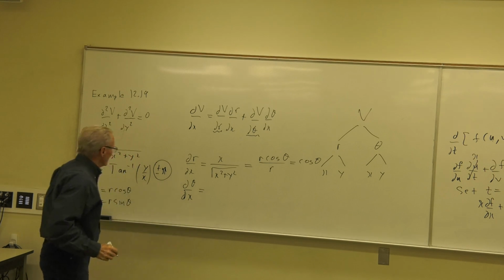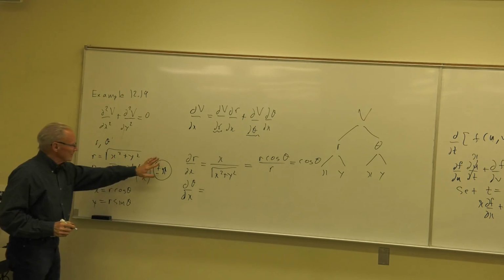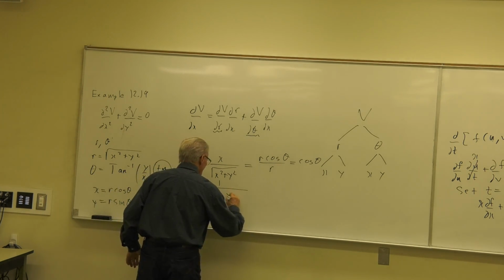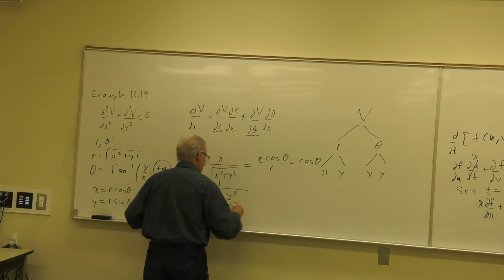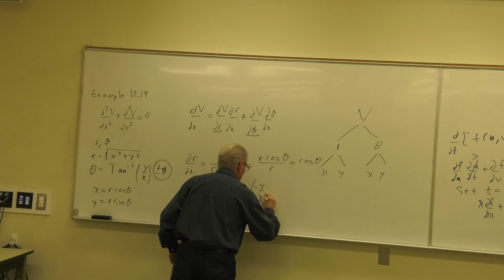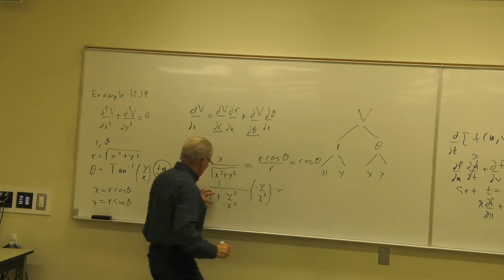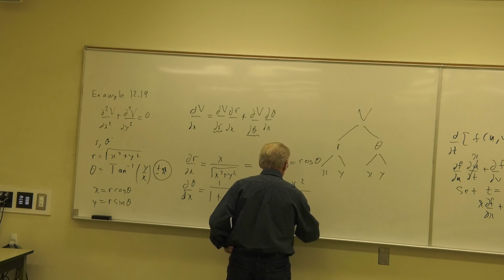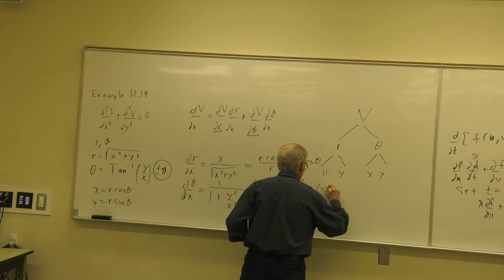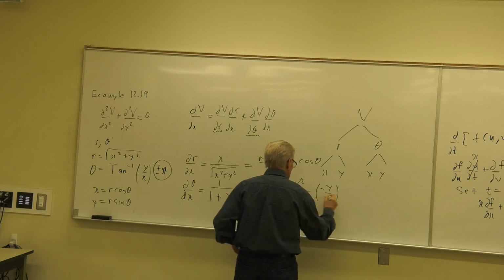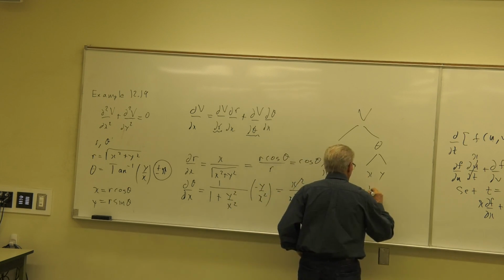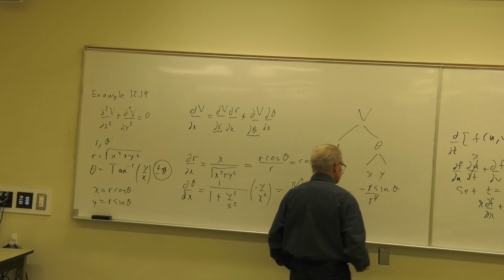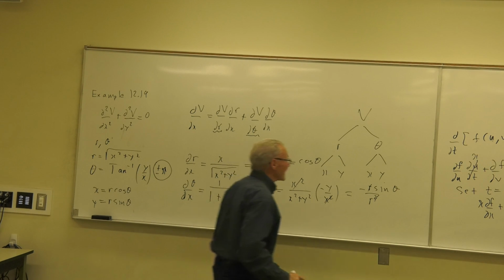∂θ/∂x is equal to, differentiate this with respect to x. Don't need that. Derivative of inverse tan is 1 over 1 plus y squared over x squared. Differentiate with respect to x, minus y over x squared. Therefore, if I flip, common denominator and flip, x squared over x squared plus y squared, and then minus y over x squared. Cancel, cancel. y is r sine theta. Bottom, r squared. Cancel the r's. So there's ∂θ/∂x.